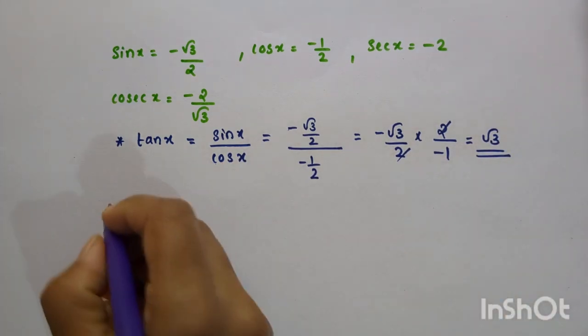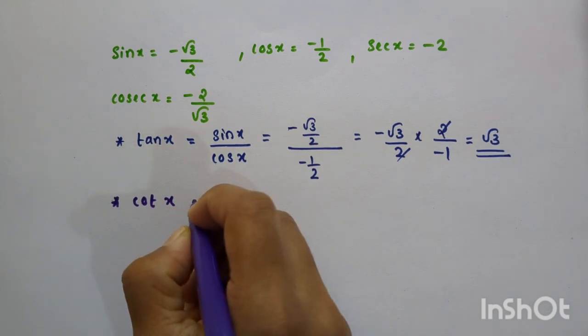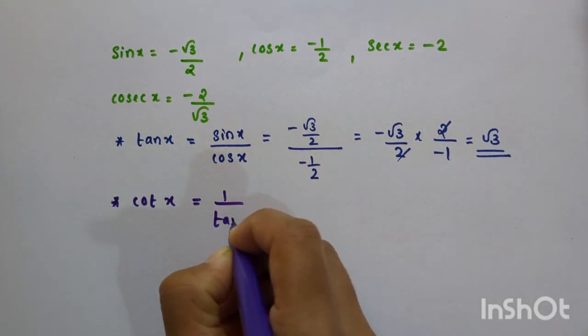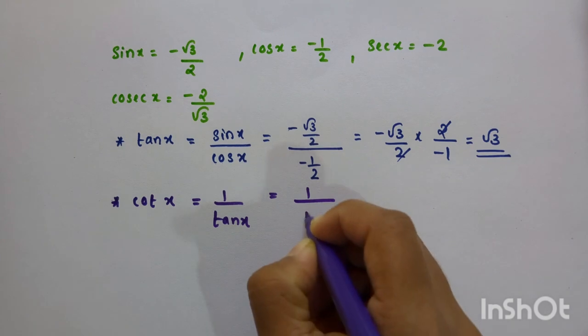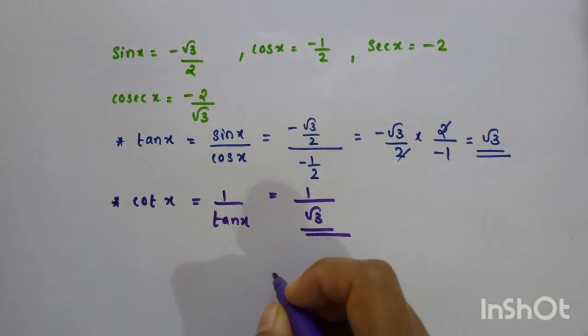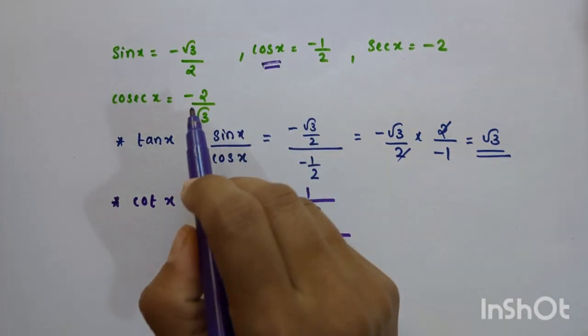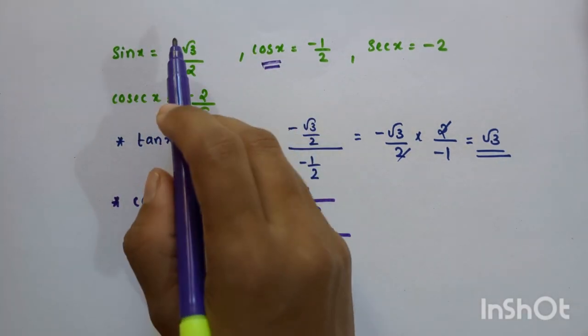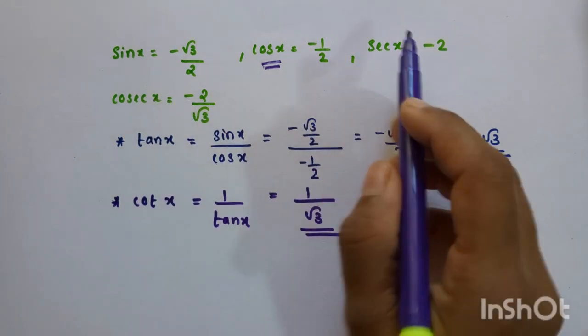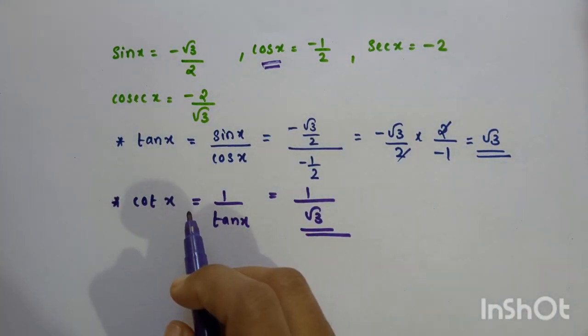Now to get the value of the next trigonometric function, cot x, which is the reciprocal of tan x. So 1 by tan x, which is √3, gives 1/√3 as the value of cot x. So the value of cos x was given in the question, and we have found the values of sin x, sec x, cosec x, tan x, and cot x. I hope it is clear to you. Thank you.